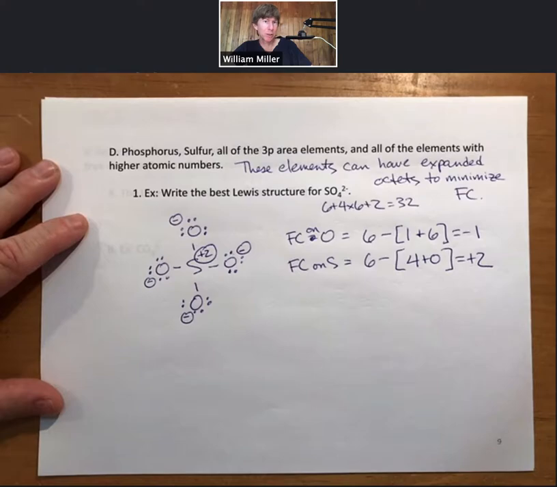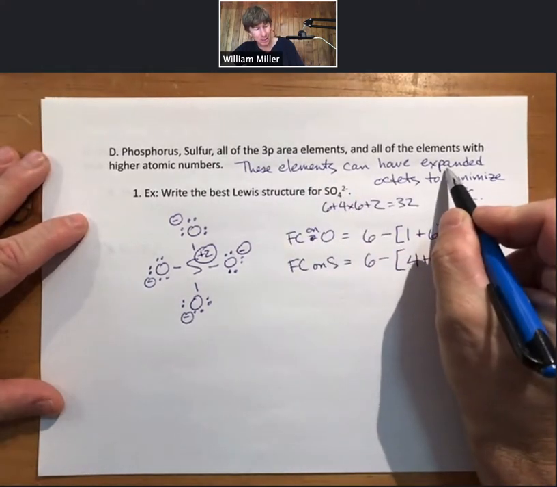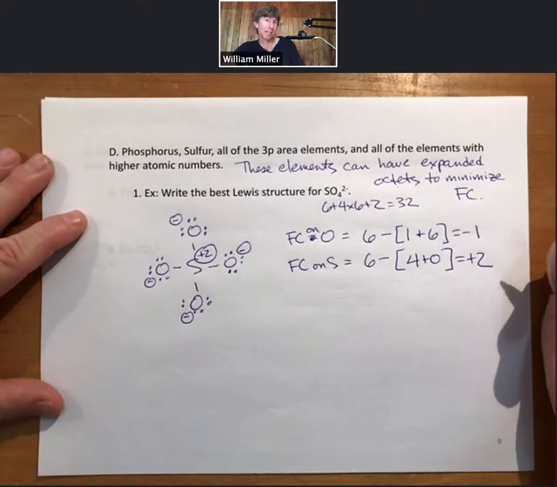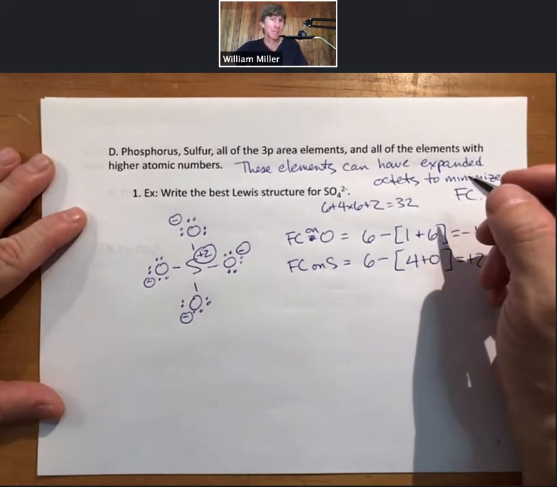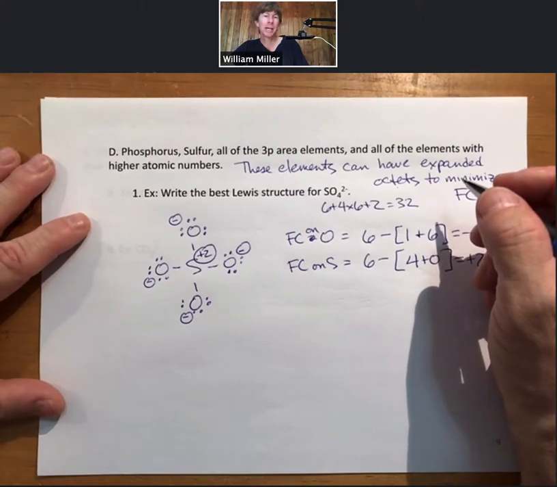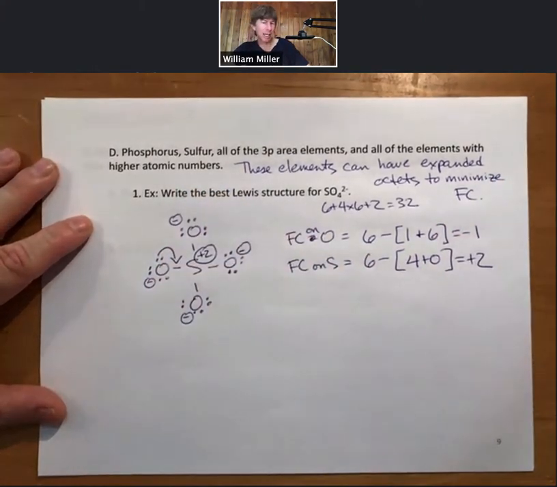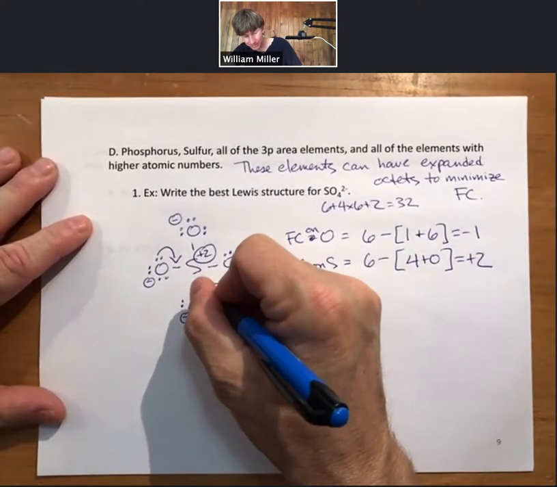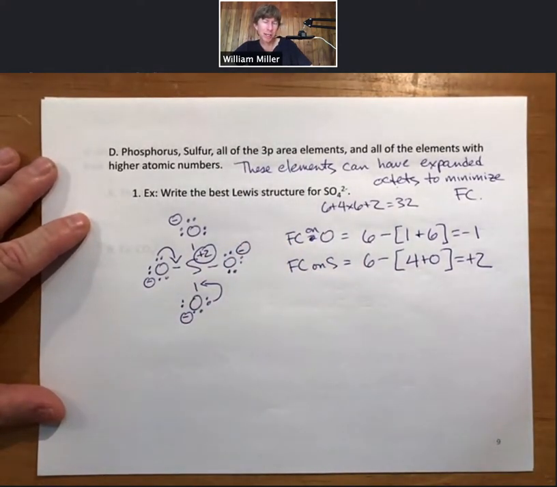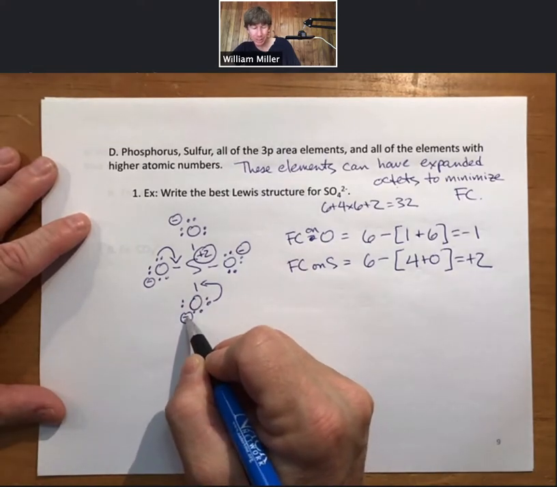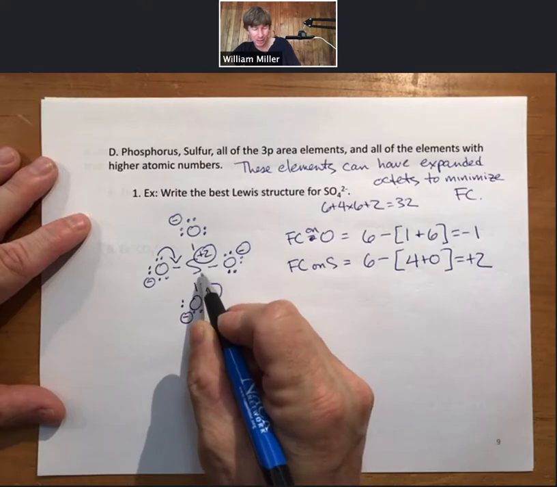To do that, we do have to use this thing called an expanded octet. What is an expanded octet? It is more electrons than 8. Could be 10. In this case, it will be 12. I've seen as high as 14. Choose any two oxygens. Move over a pair of electrons. That takes down the formal charge from minus 1 to 0 for the oxygen.